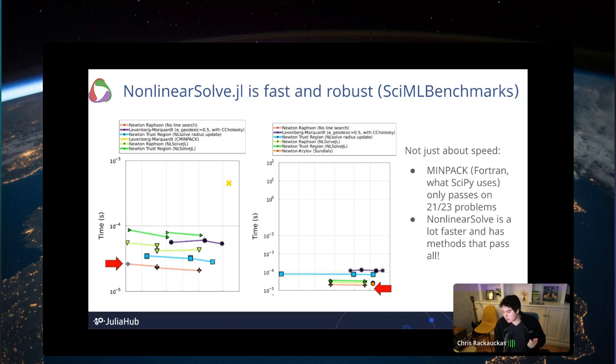So we found a set of hard benchmark problems. There's a group that's published these hard benchmark problems. And it turns out that MinPack only solves 21 out of 23 of these problems. And we were able to work on some new trust region heuristics, and also new line search heuristics that were a bit more robust and solved all of them on the first pass. You can check this out at SciML benchmarks if you search for it.